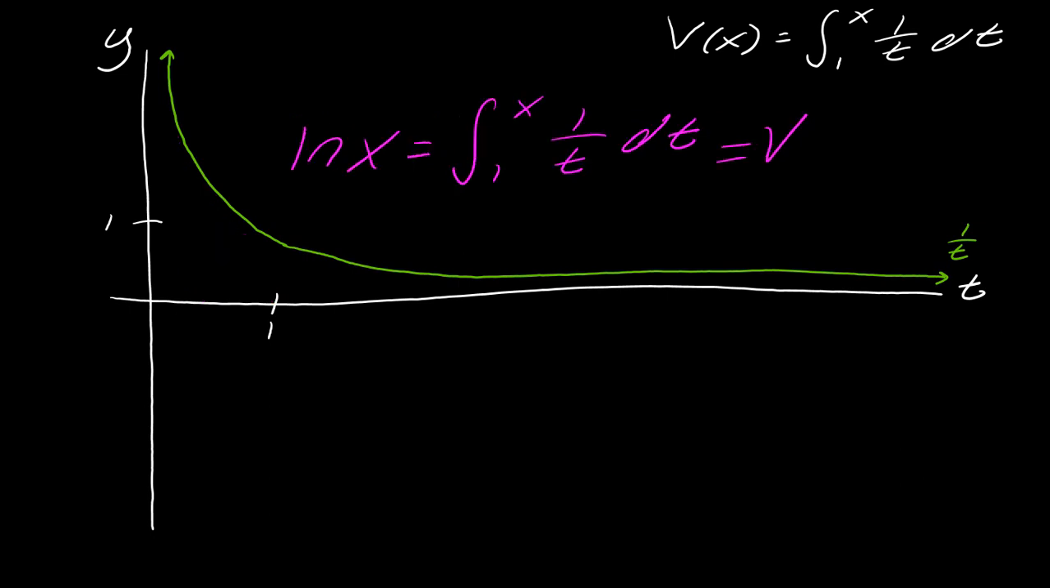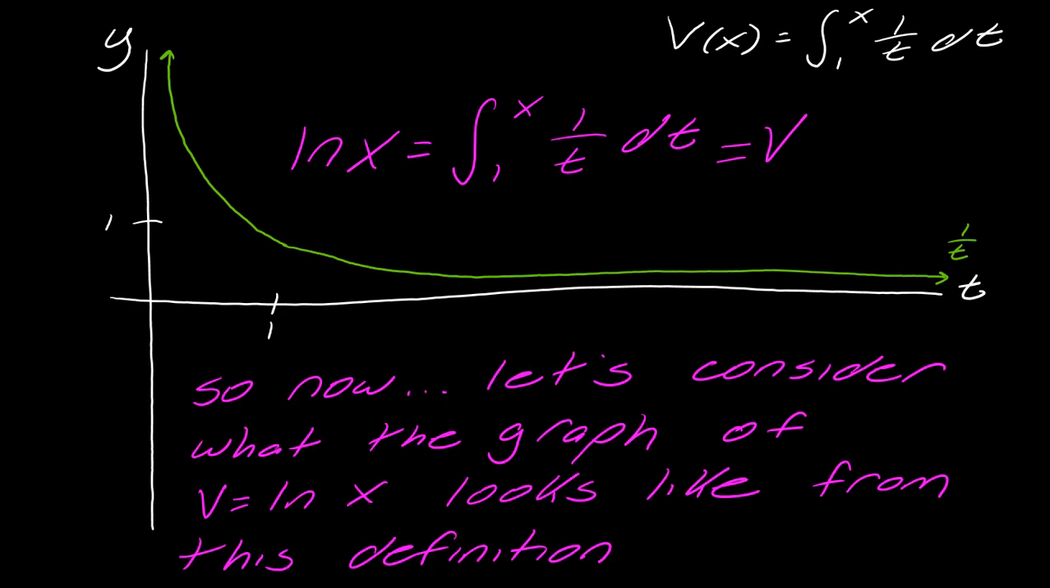Okay, so I am now going to define this in a slightly different way. I've got this natural log, so this is how we've defined it. We will call this the answer to this. I don't want to call this y, so I just called this v, the value of the integral. Before I go much farther with this, I want to consider what the graph of just the natural log of x looks like from this definition.